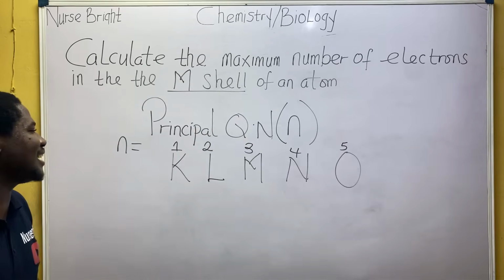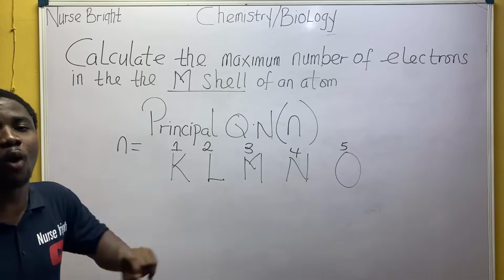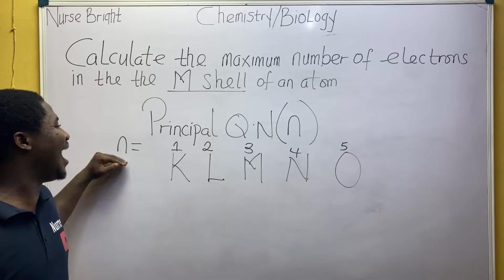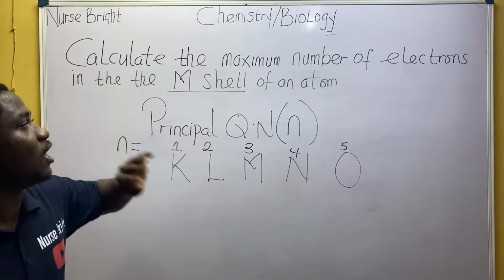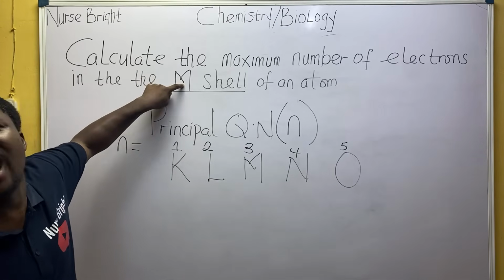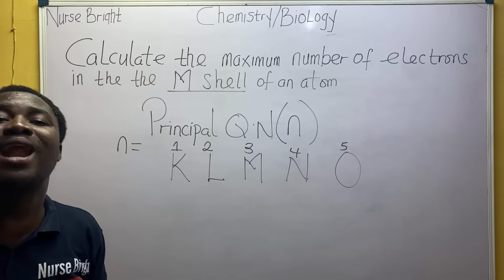So they can ask you, what is the value of n for the K shell? 1. What is the value of n for the L shell? 2. What is the value of n for the M shell? 3. Like that. So the question wants us to get the maximum number of electrons that the M shell can occupy. And there is a formula to note.